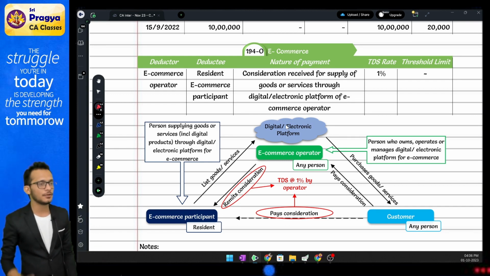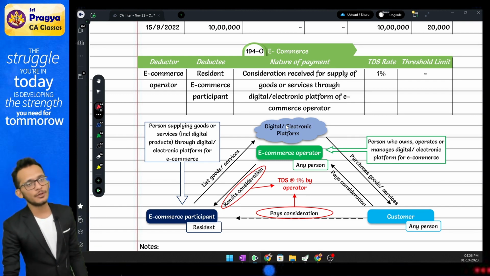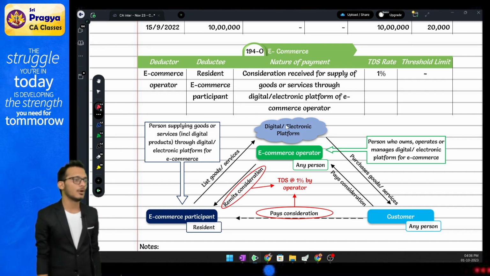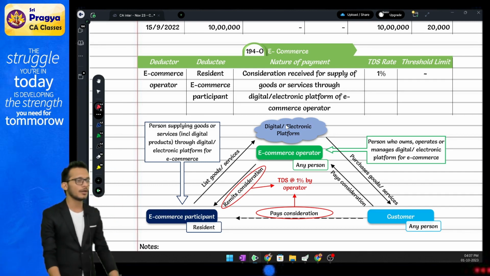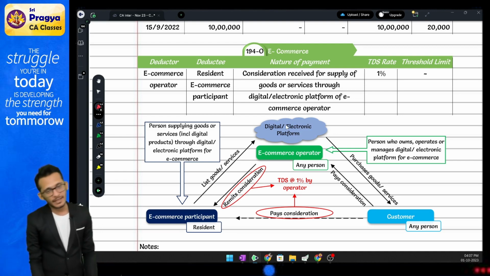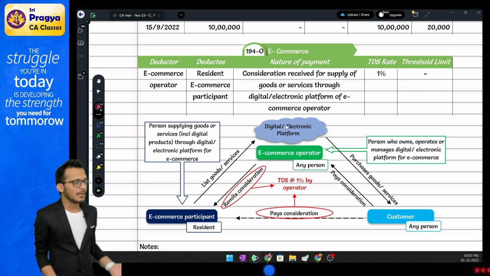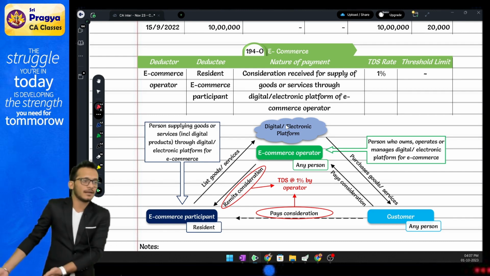That is how you have to do it, but it is a mandatory condition. In the exam, the only 2 questions which will come are: they'll say, boss, the seller has directly made the payment to the customer. What to do? You still have to deduct TDS, because you are the e-commerce operator. Second, they'll say the payment has come to me, then I have given it to him. Then in that case, whatever came to me, I'll deduct 1% and then give him the balance.